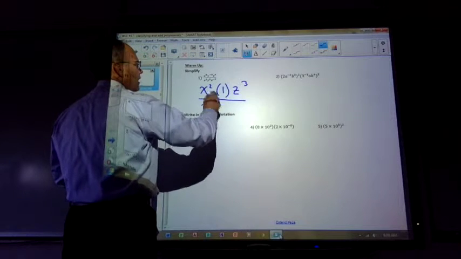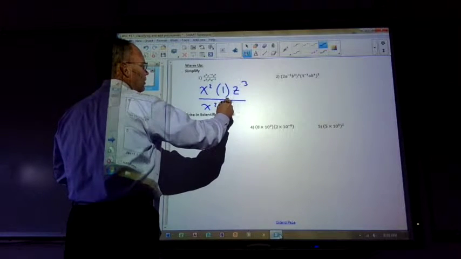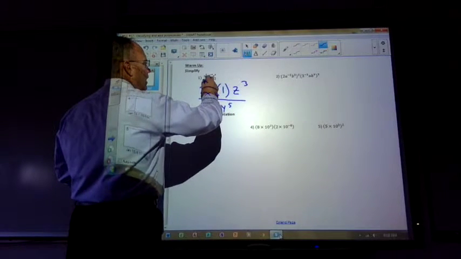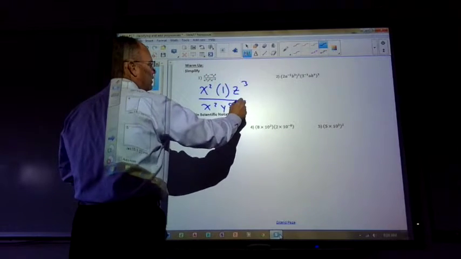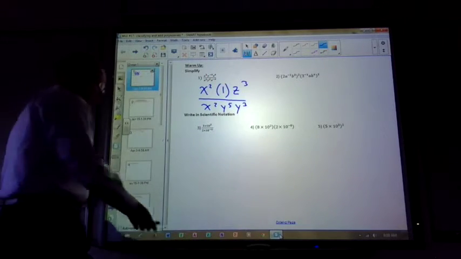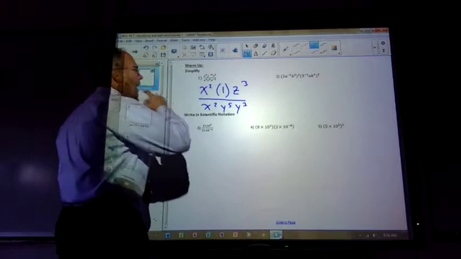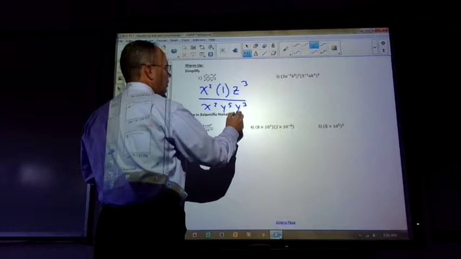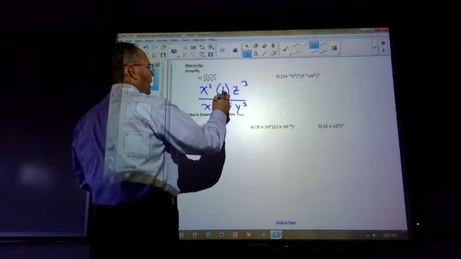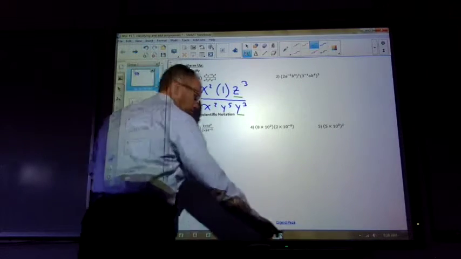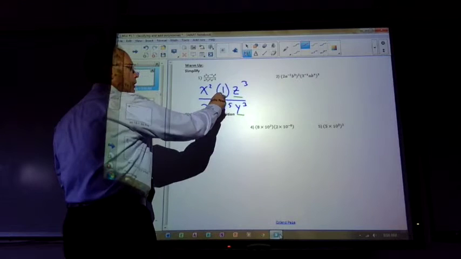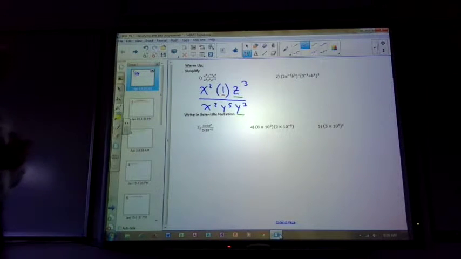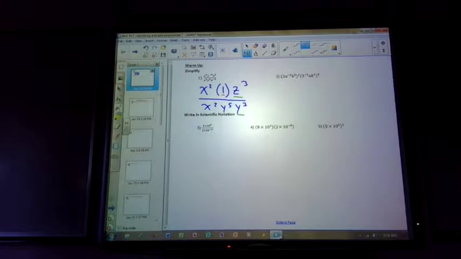Then I have x squared. That's still the same. Y to the 5th, that's still the same. And then y to the negative 3 is now down here. So please note, we had this one that moved, as well as this one moved. And where did this one come from? It came from the z to the what? One. Z to the 0 is the same thing as 1.